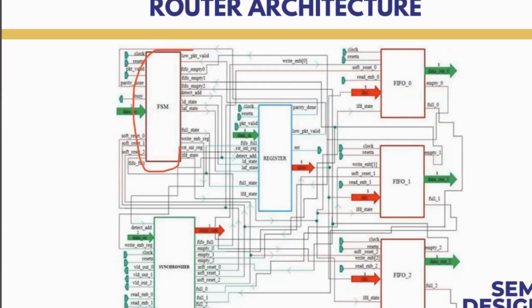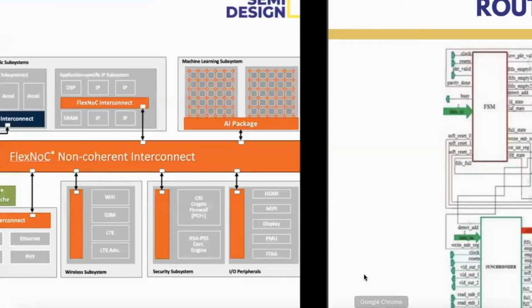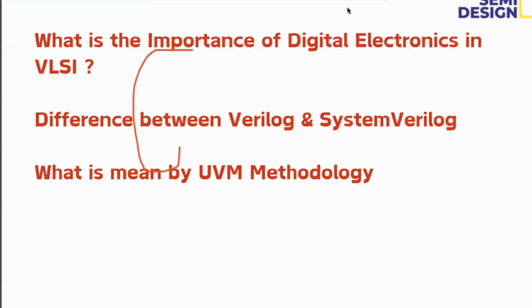Before that, we will discuss what is the importance of digital electronics in VLSI. Can you tell me? What is the importance of digital electronics in VLSI? Ma'am, maybe it works on 5 volt, or 0 or 1. 0 for off state and 1 for on state. Okay. For this, we use digital circuits.